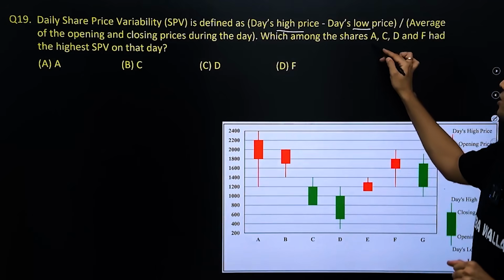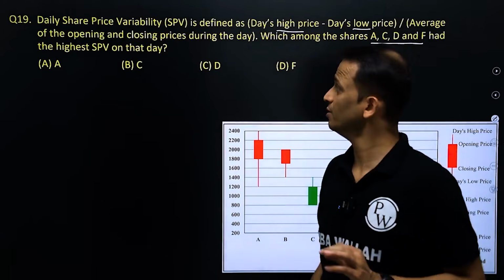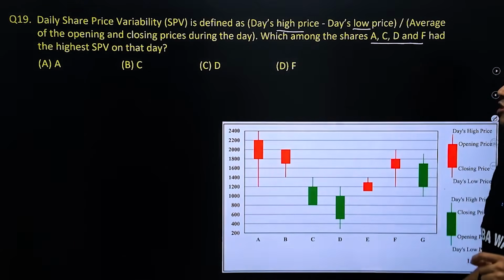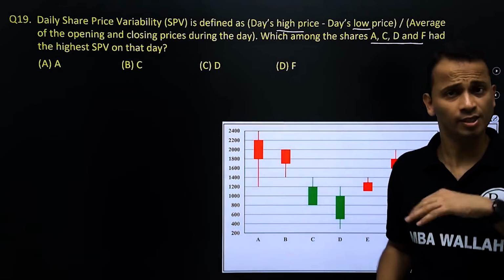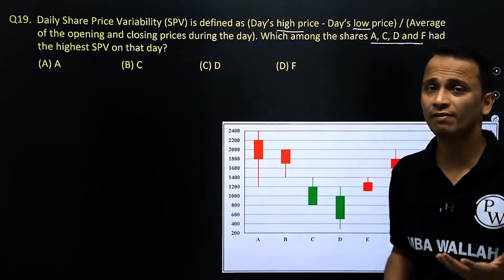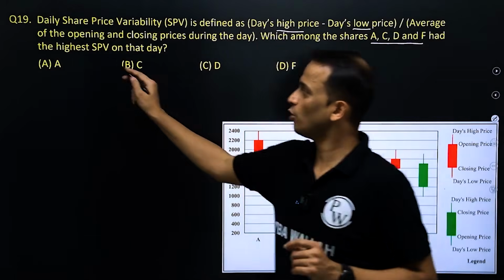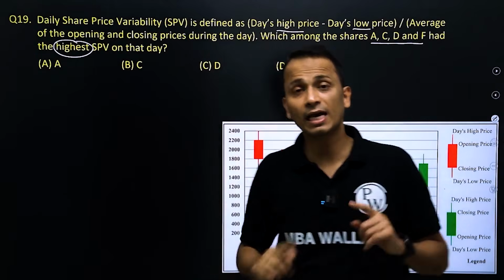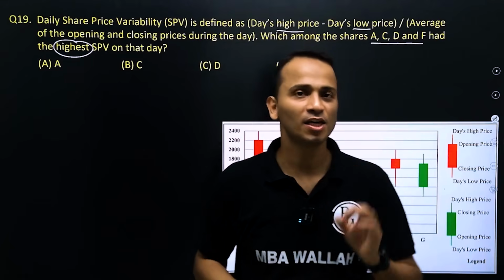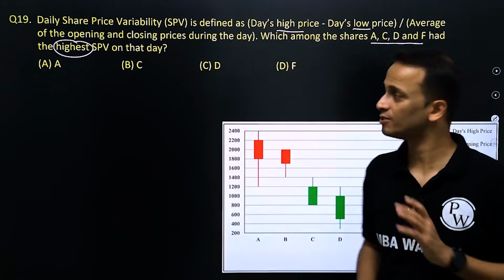Which among the shares A, C, D and F have the highest SPV on that day? So that means we just have to study these 4 shares A, C, D and F, and determine which share will have the highest SPV, right? Now put more focus on these terms: highest, second highest, lowest, second lowest. Be careful with this. You can easily make an error in such cases.